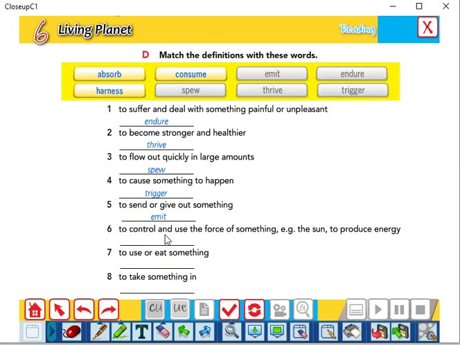To send or give out something means emit. To control and use the force of something, e.g. the sun, to produce energy means harness. To use or eat something means consume. To take something in means absorb.